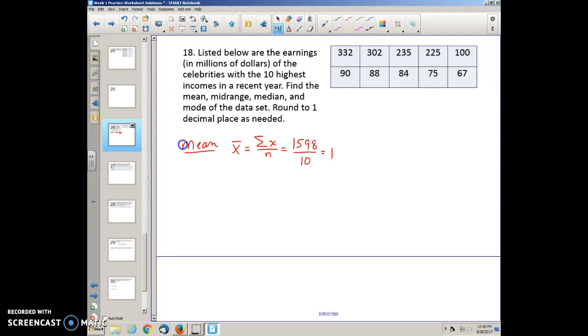So the mean equals 159.8. That translates into $159.8 million.